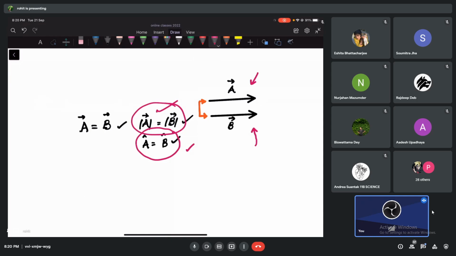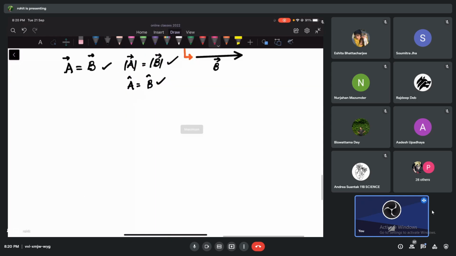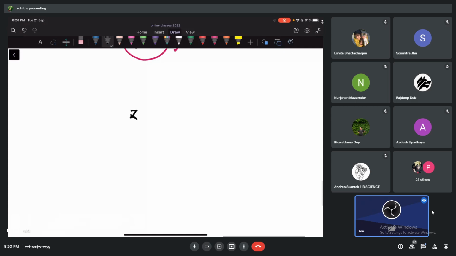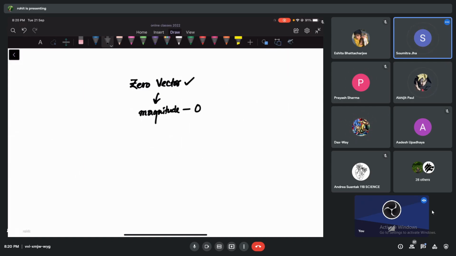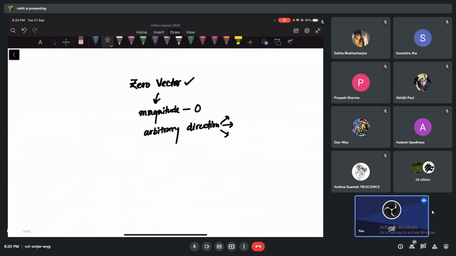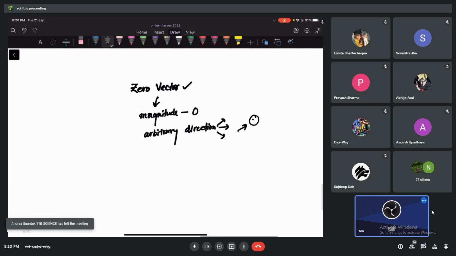At this point, I don't want to talk about more than this, but I just want to ask you everyone: do you know what a zero vector is? Very important, we need it. A vector with magnitude zero and arbitrary direction. Arbitrary direction means it is just pointing in any direction, we don't know. A zero vector looks like a point, it doesn't have any length. So that is what is called a zero vector.